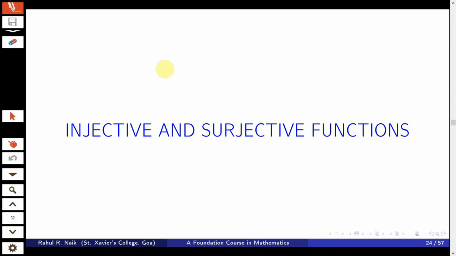Welcome to the lecture series on the course Foundation of Mathematics. In this session, we will discuss two kinds of functions, injective and surjective functions. So, let us begin this session by starting with the injective functions.